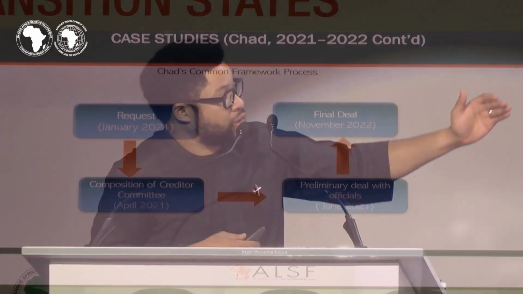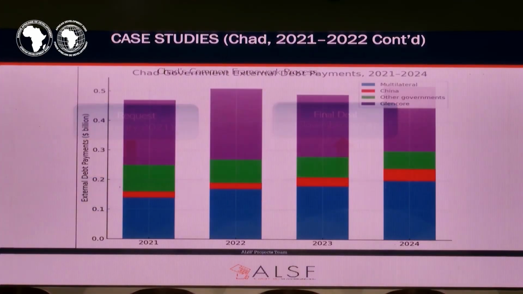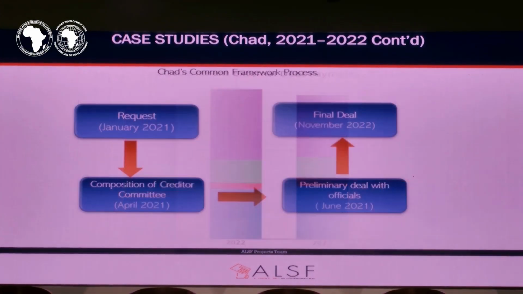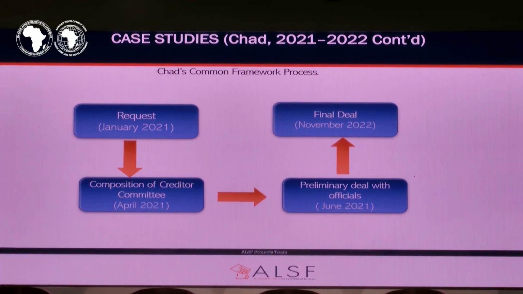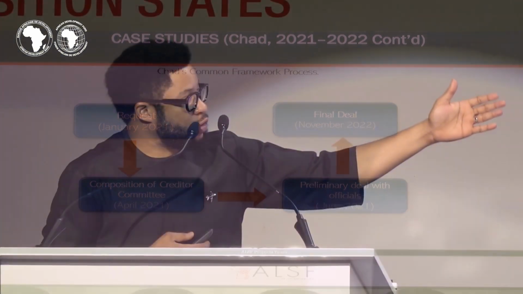So this is the timeline. We said the request was in January of 2021, the common framework request, and then the creditor committee composed of France, Saudi Arabia, and I believe China was constituted 4 months later, and then the final deal was done in 2022, with a preliminary deal in June of 2021. So it took roughly almost 2 years, say 22 months, to get Chad's restructuring figured.